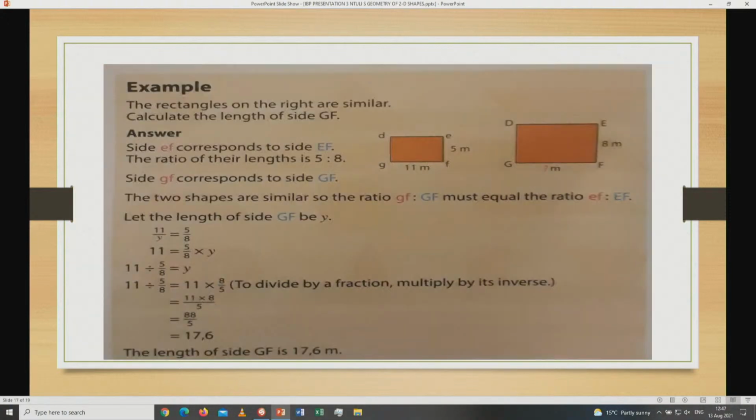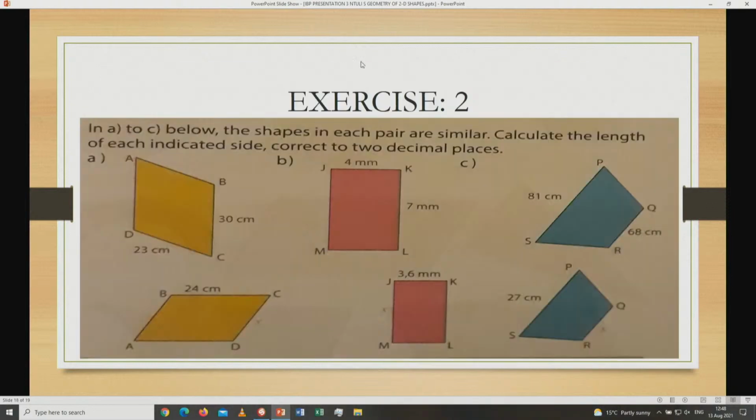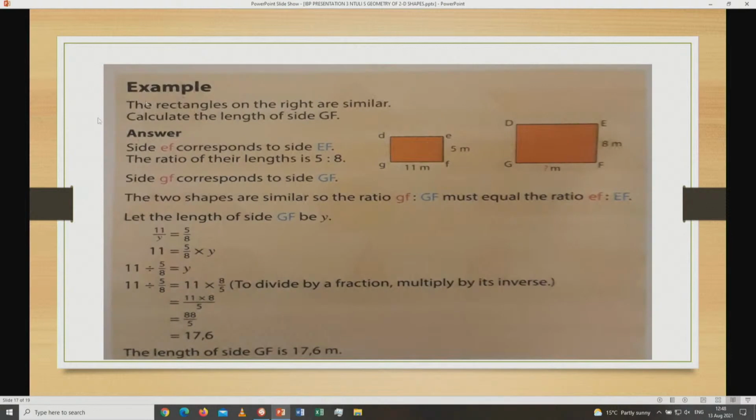Moving on. Another example here, guys. The rectangles on the right are similar. Alright, here we are already told the rectangles on the right are similar. Calculate the length of side GF. Now let us see how they did it. They are showing us here.